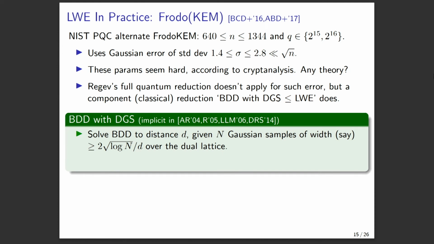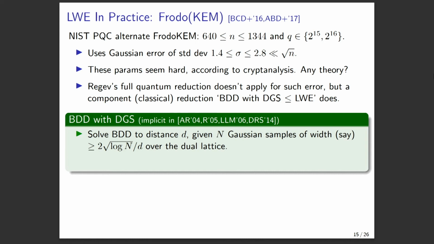So I'll state the problem, and I think this problem deserves a lot more scrutiny, so that's why I'm bringing it up. It's an interesting problem in its own right. And here's the problem. You're given a lattice, and there's some distance bound d, and the goal is to solve BDD within that bound, given many discrete Gaussian samples of a certain width over the dual lattice. The Gaussian samples have width, let's say, roughly root log n over d.